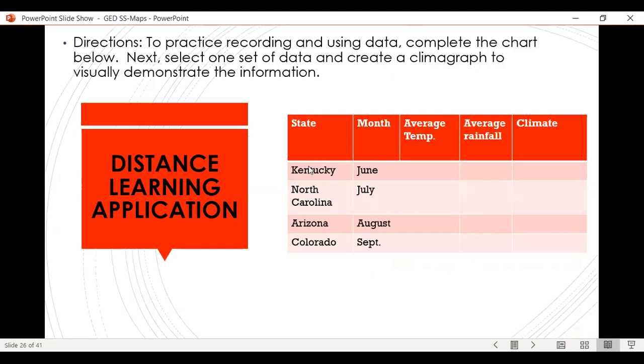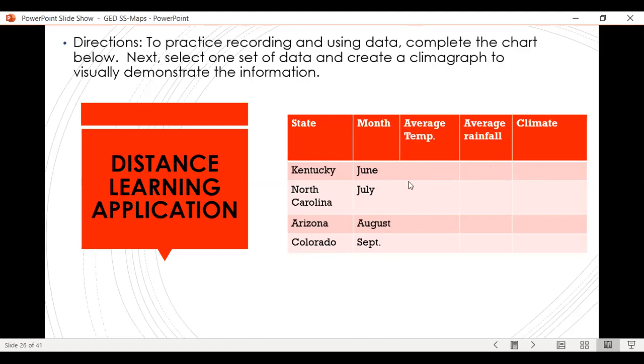Complete the chart below. So you have 4 states: Kentucky, North Carolina, Arizona, and Colorado. You have a month, 4 months out of the year. And so what you're going to do is research Kentucky, find the average temperature for Kentucky in June. Find the average rainfall for Kentucky in June, and what type of climate does Kentucky have.